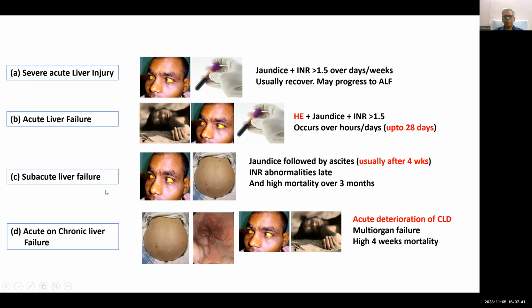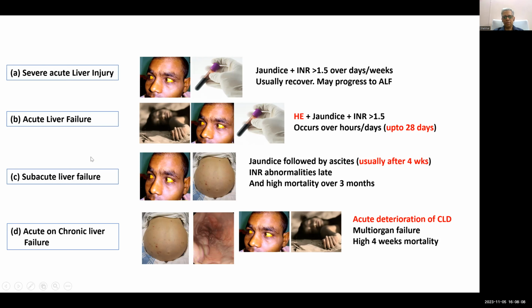Then comes another entity which is known as subacute liver failure. In this entity, there is jaundice followed by ascites, usually occurring after 4 weeks. When we talked about acute liver failure, it is occurring within 28 days, that is 4 weeks. So this entity presents with jaundice followed by ascites, usually after 4 weeks or so. The INR abnormalities are late and it is associated with high mortality over 3 months.